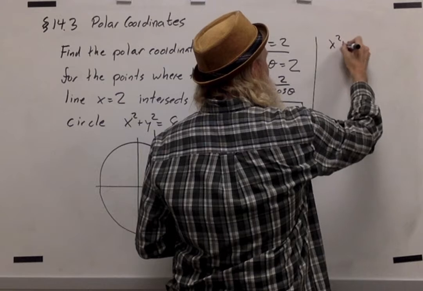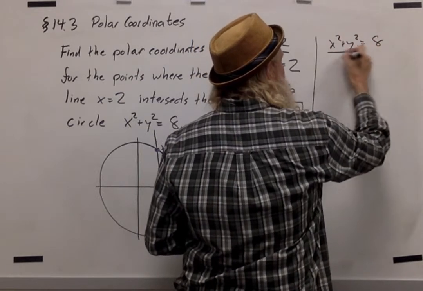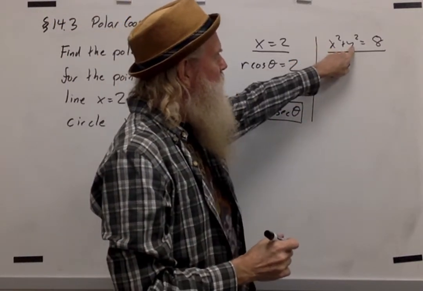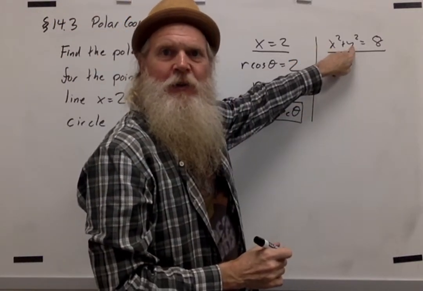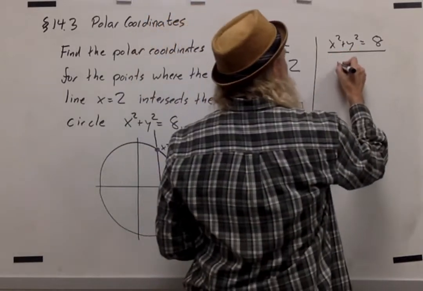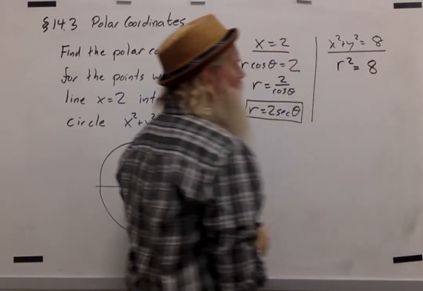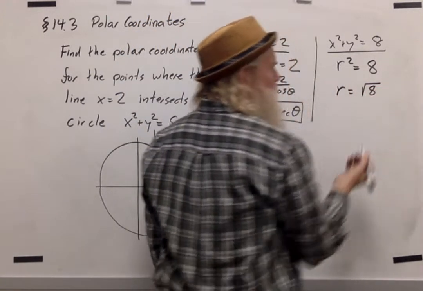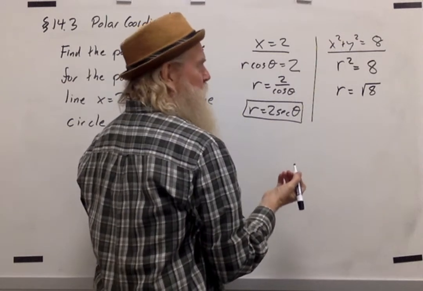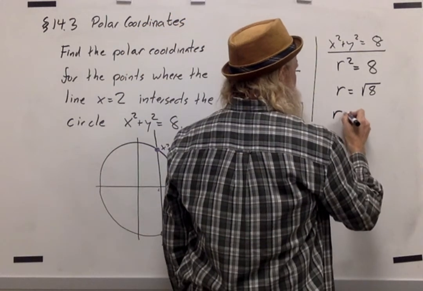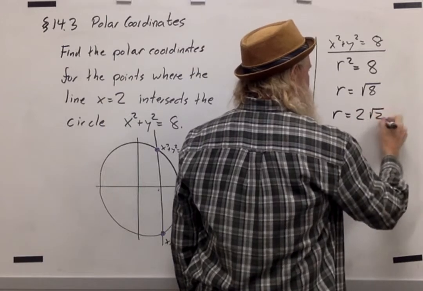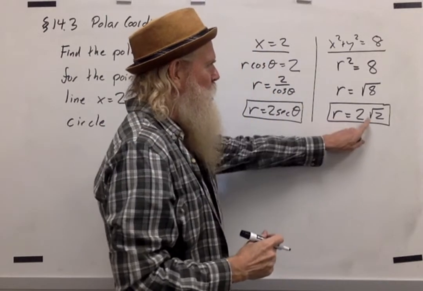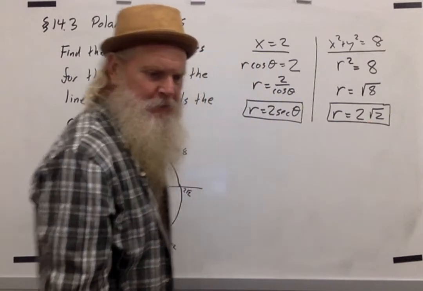For the circle, x squared plus y squared equals 8. Remember the previous video, we saw that if x is r cosine theta and y is r sine theta, then x squared plus y squared is r squared. So we get r squared equals 8. So r is the square root of 8. Square root of 8 and negative square root of 8 give you exactly the same circle. We can simplify that as r equals 2 square root of 2. Notice that kind of makes sense. The circle is all the points whose distance from the origin is equal to 2 square root of 2.